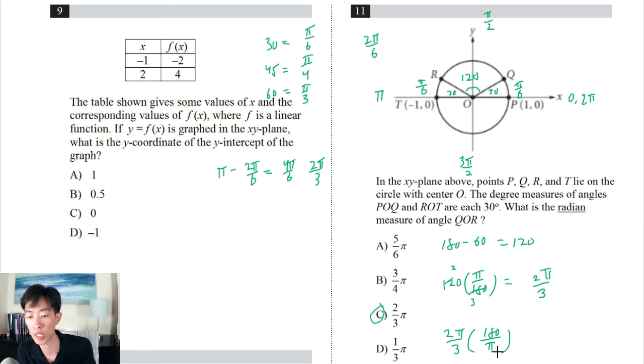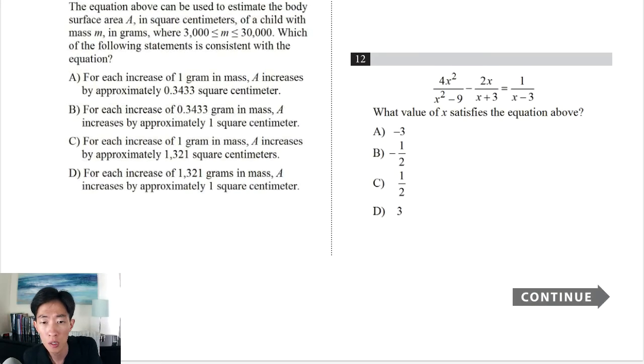If you don't remember which way, just remember that going from radians to degrees, you always want to cancel out your pi's. That's how you can remember whether it's pi over 180 or 180 over pi. Number 12. What value of x satisfies the equation above?